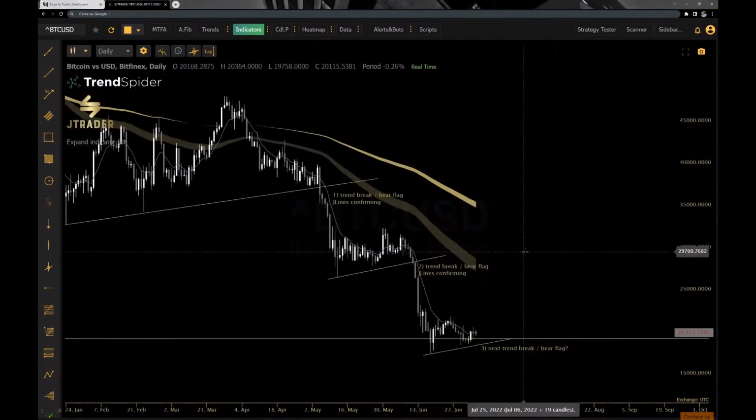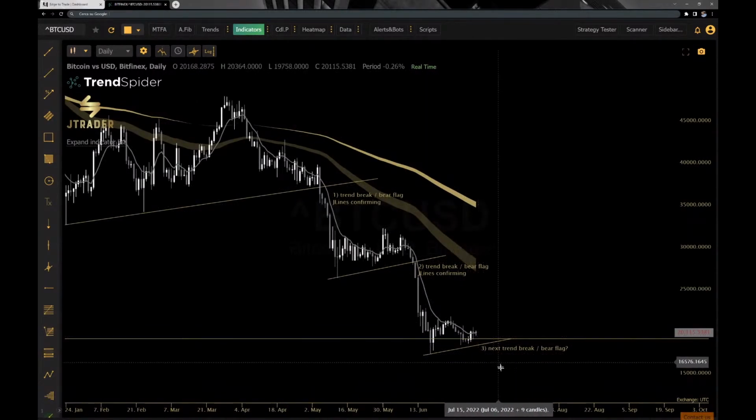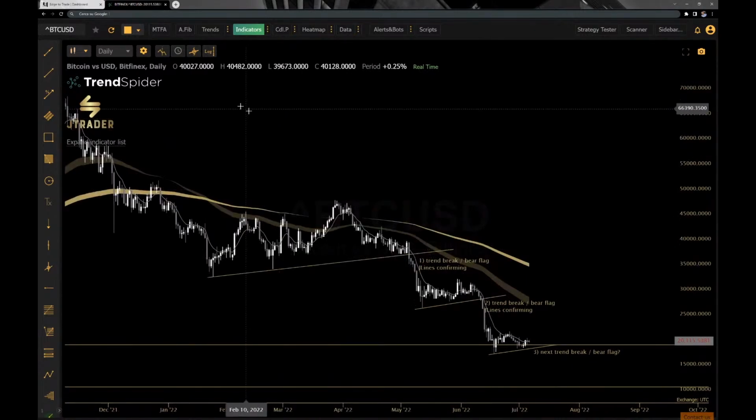This is what I'm looking at on BTC. So I'm looking for this trend break, trend break, trend break, and now possibly another trend break over here. So I'm not really longing yet.